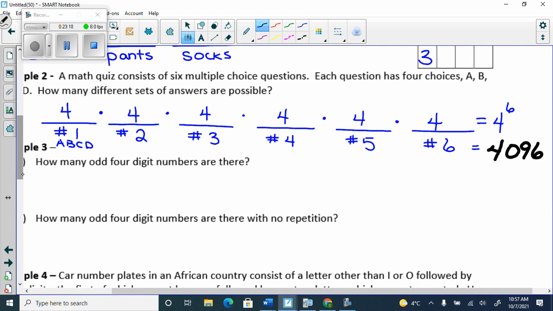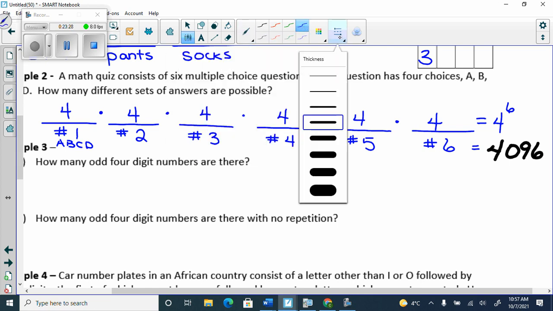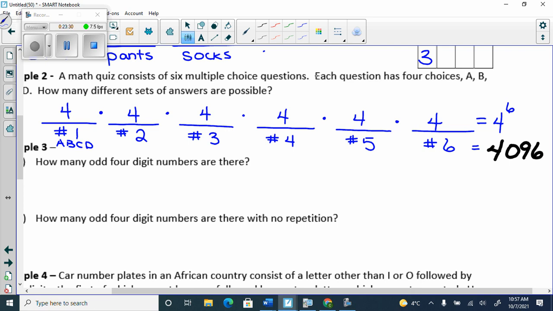Okay, this one we're paying attention. These ones come up a lot. So how many odd? Let's go to odd first. What does odd mean? How can we tell if a number is odd? Anyone have not divisible by 2? That doesn't help. How can we tell something is odd?